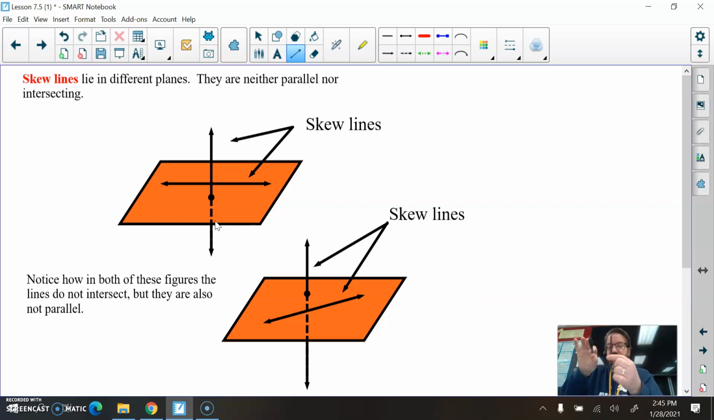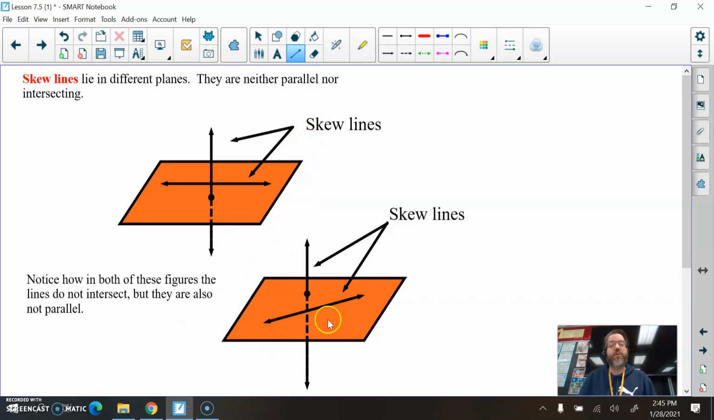If I use these two pens representing my skew lines, one's traveling this way, one's going up, down. They're never going to intersect. They will never cross each other. But they also are not parallel to each other. They're not the same distance apart from each other at all points because they're not even in the same plane. This one's on a plane that goes vertically. This one's on a plane that goes more horizontally. They're on totally different planes. Those are called skew lines.